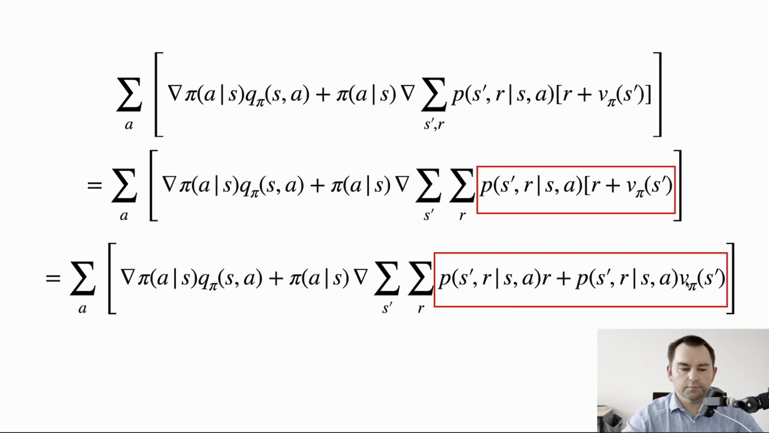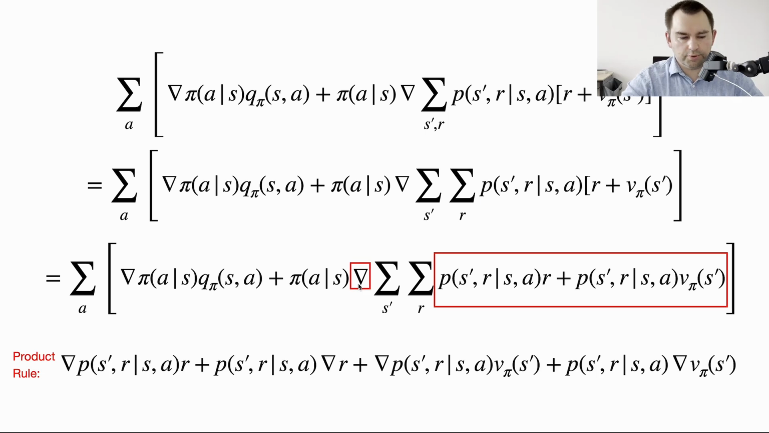Pretty simple so far. What we want to do next is apply the product rule to this sum. The product rule is simply the gradient of the first term times the second term, so gradient of p times r, plus the first term times the gradient of the second, so p times gradient of r. Then we sum the next term, which is gradient of p times v, plus p times gradient of v. This is the product rule applied just to this inner sum.